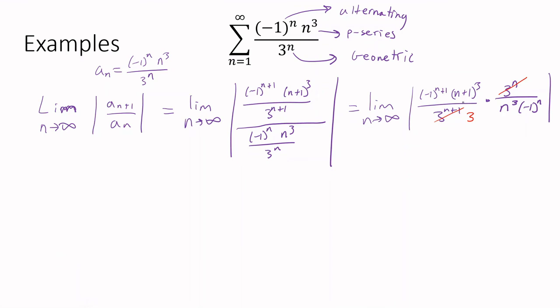(n+1)^3. It's not quite going to cancel with n^3, but that's okay. We'll deal with that in a second. (-1)^(n+1) and (-1)^n, those will cancel, leaving you just a -1. So let's rewrite that. I've got the limit as n goes to infinity of -1 times (n+1)^3 over n^3.